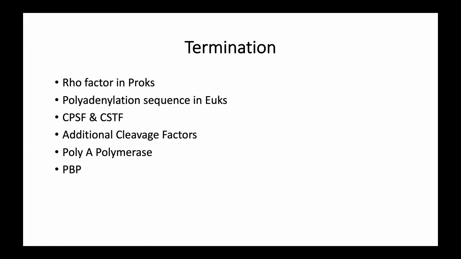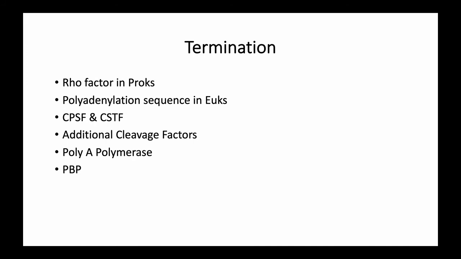So these are CPSF and CSTF. CPSF is cleavage and polyadenylation specificity factor, and CSTF is cleavage stimulation factor. These are very important, and again, we find this on the C tail of polymerase, right?